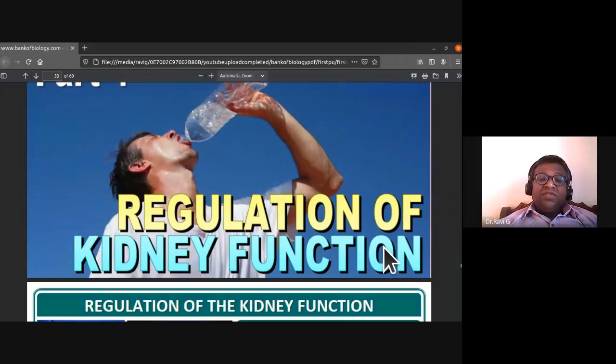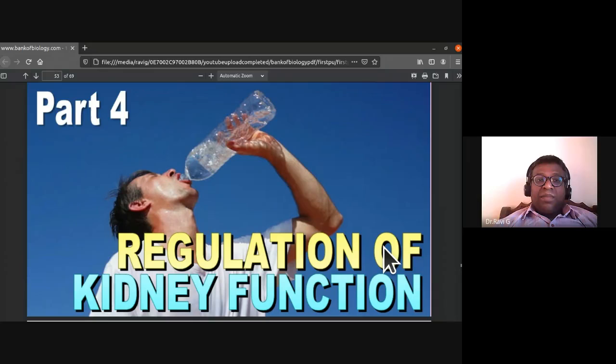The next topic, part 4 under this excretory system, is regulation of kidney function.